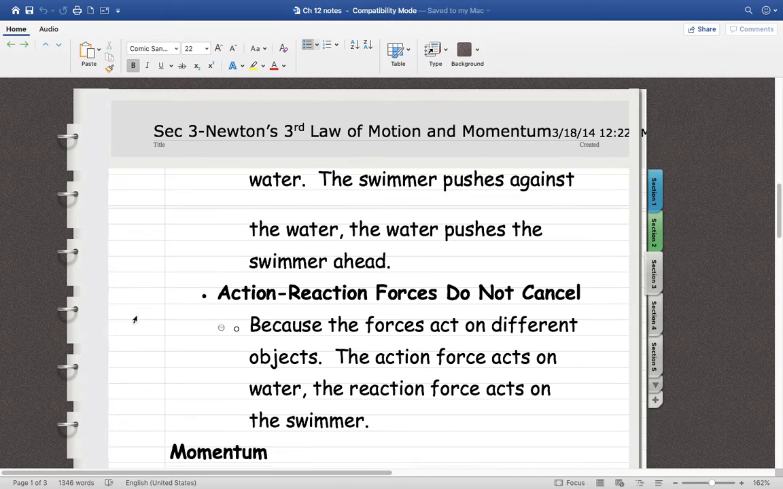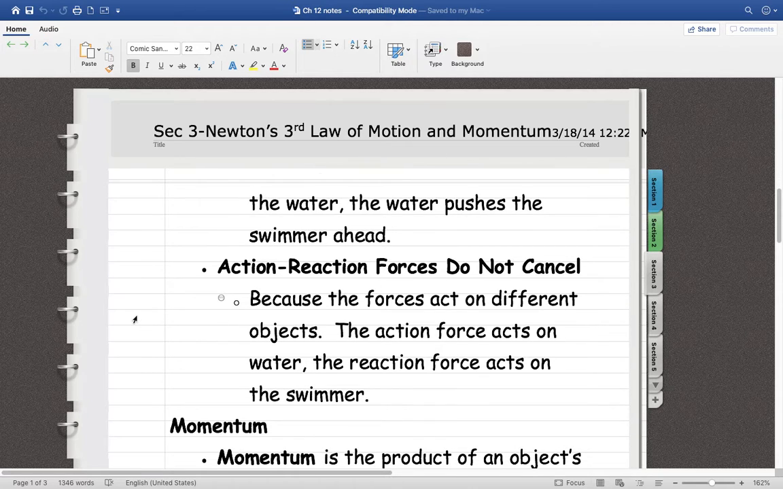Here's the thing though. Action-reaction forces do not cancel. What you might be thinking is, well, for every action there's an equal and opposite reaction, so they just cancel each other out. No, because the forces act on different objects. The action force acts on the water, and the reaction force acts on the swimmer. So I push the water back, and then the water pushes me.